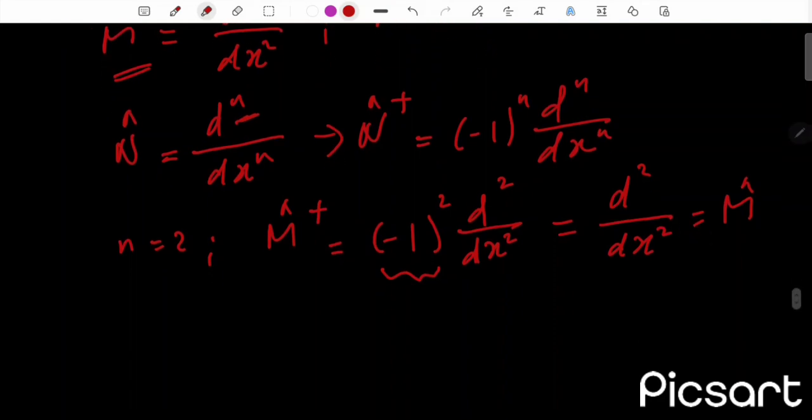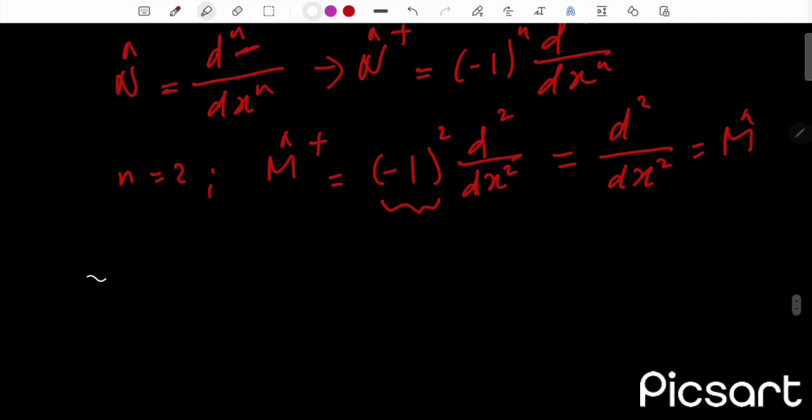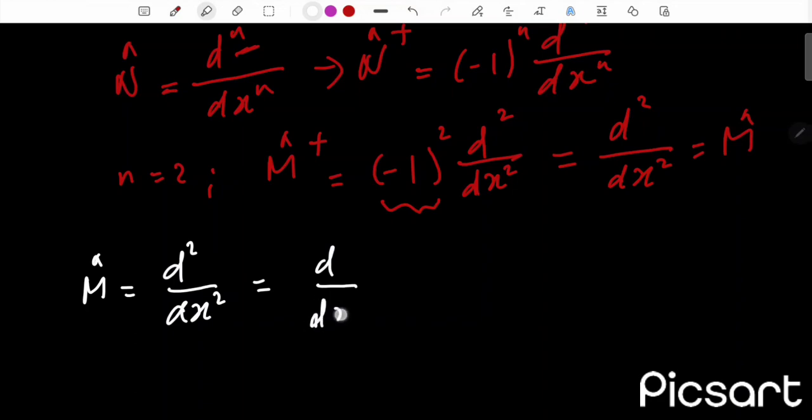On the other hand, we can show this if we consider that M is equal to d squared over dx squared, which is equal to d over dx times d over, oh sorry, it's not true.